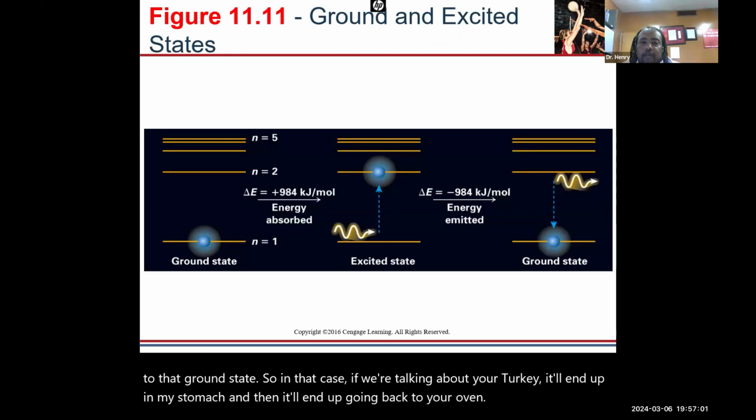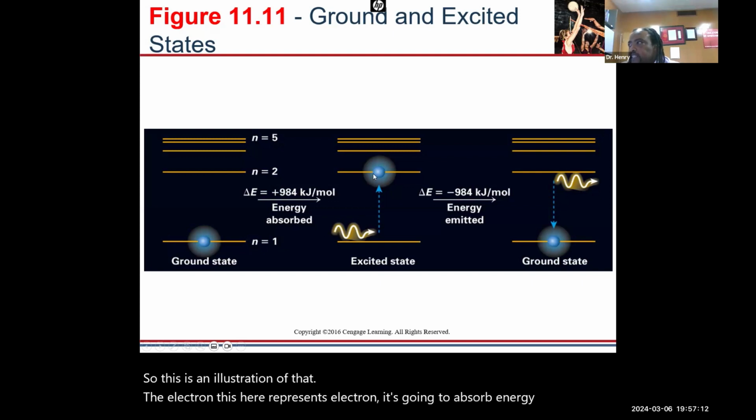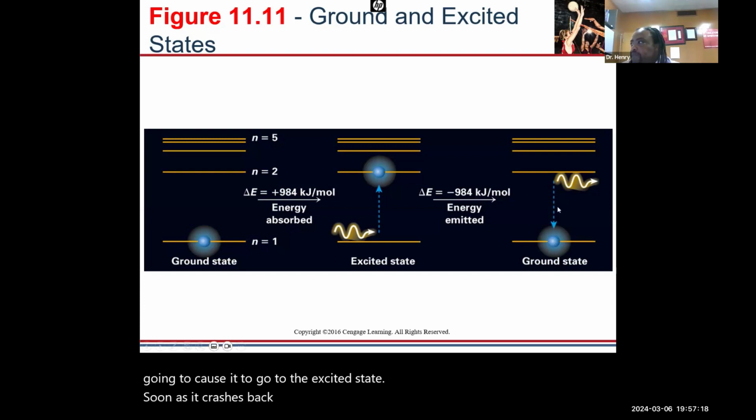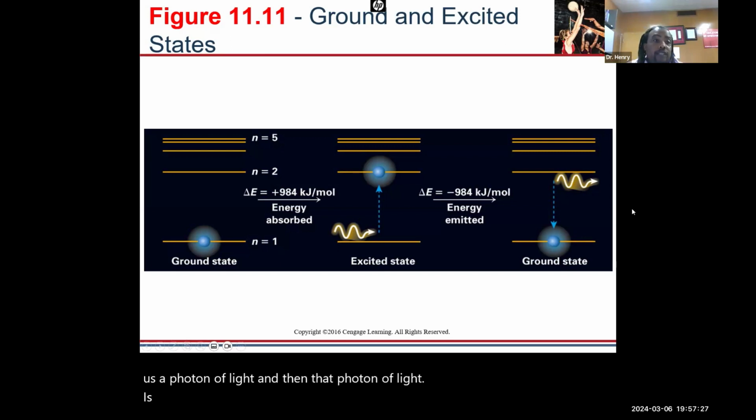So this is an illustration of that. The electron, this here represents the electron. It's going to absorb energy, and that's going to cause it to go to the excited state. As soon as it crashes back down, it's going to emit that energy, and it's going to give us a photon of light. And then that photon of light is what we're going to visualize, what we're going to see. And that's what we see with that line spectrum.